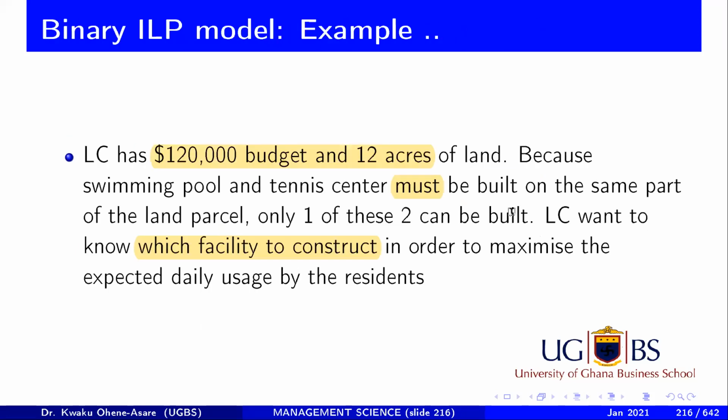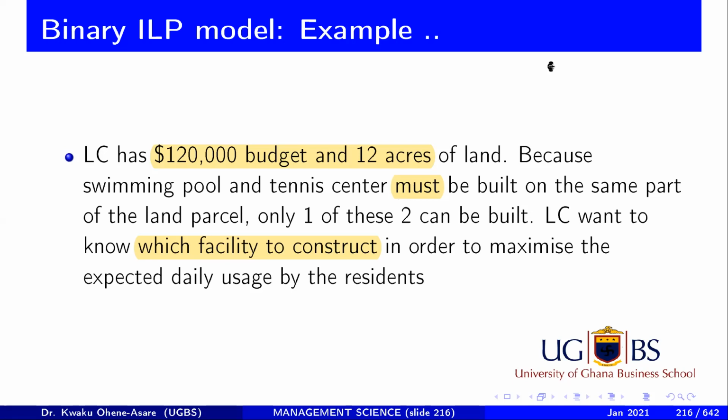It says that because swimming pool and tennis, X1 and X2, must be built on the same part of land, only one can be built. Now let's quickly do this. Only one can be built. What does that mean? Well, first of all, it means that when you look at the land parcel, swimming pool and tennis must be on the same land. But you can't put swimming pool and tennis on the same piece of land.